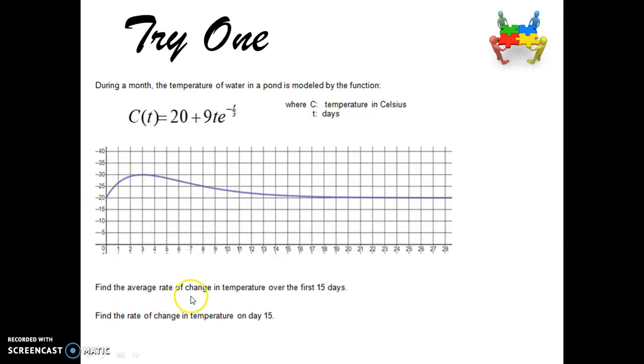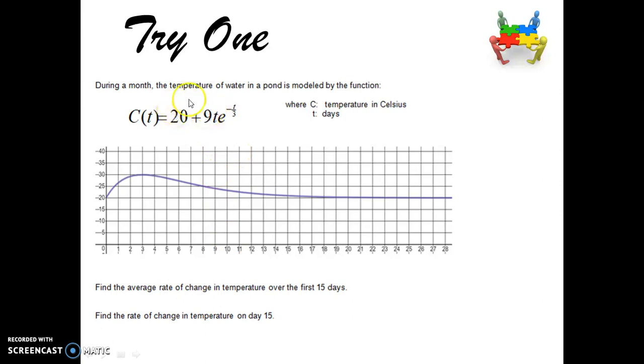It says find the average rate of change in temperature over the first 15 days. So let's say from day 0 to day 15, what is the average temperature change? And then find the rate of change in temperature on day 15. So that means the instantaneous rate of change. So in that moment in time, day 15, what is the change in temperature? And that's where the calculus comes in. So like before, pause it, try, talk to a friend, let's see how you do.